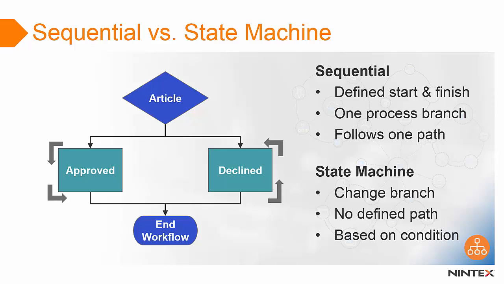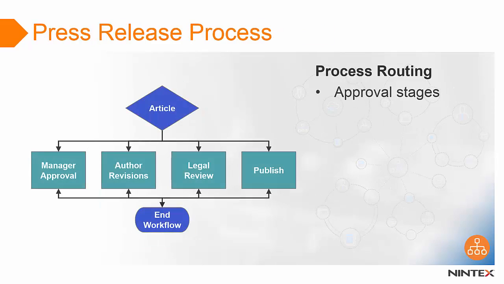Let's take a further look at this press release process to see how a state machine works and how it can be useful. The process starts with an article being submitted for publishing, but instead of just being approved or rejected, it needs to go through a series of approval stages. You start by defining the initial process branch or state where you want the workflow to start. In our case, with manager approval. You can choose any state to start in, and it does not matter what order these states appear, since you can always define which state the workflow needs to be in.